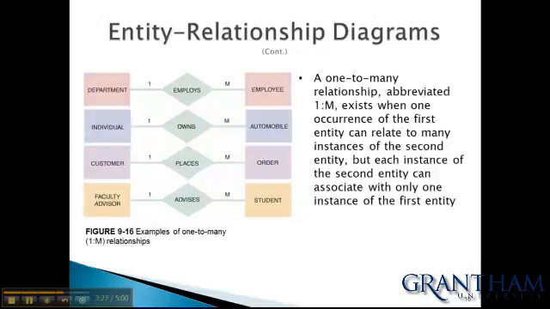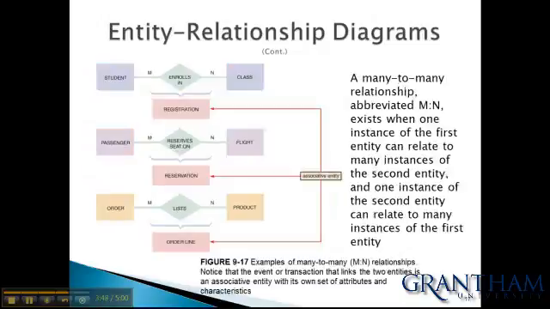The next type is a one-to-many relationship. It exists when one occurrence of the first entity can relate to many instances of a second entity. If you look at the example, it shows that one department can employ many employees. One individual can own many vehicles.